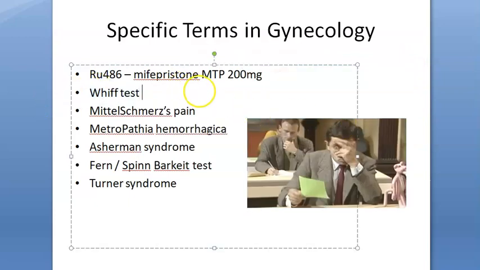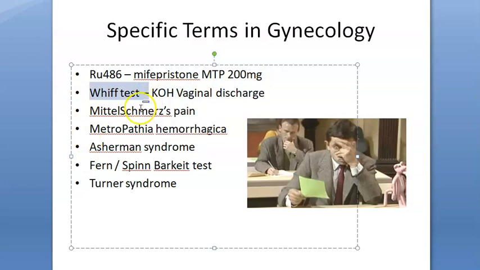Whiff test you have already seen in bacterial vaginosis, is it? Yeah, this is basically whiff test. You will put KOH on that discharge and then you will get foul smell. Then that is what is whiff test. So basically you have to explain here Amsel's criteria, right?